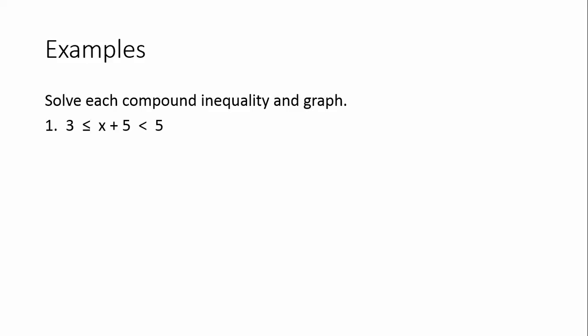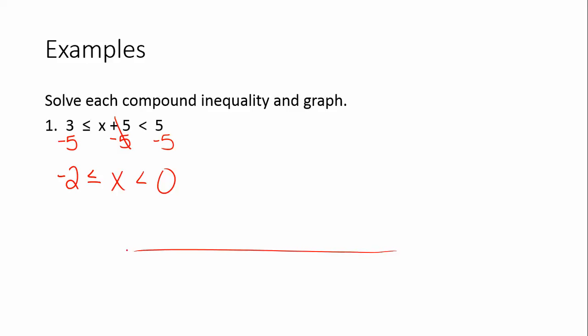Number one, just to review, solve each compound inequality and graph. So what you should first do is decide, is this an and or an or inequality? Hopefully you're saying and because it's written as a triple. And when we solve the and inequalities, we want to isolate the variable in the middle, so we do subtracting 5 on all three sides. So we get -2 is less than or equal to x is less than 0.